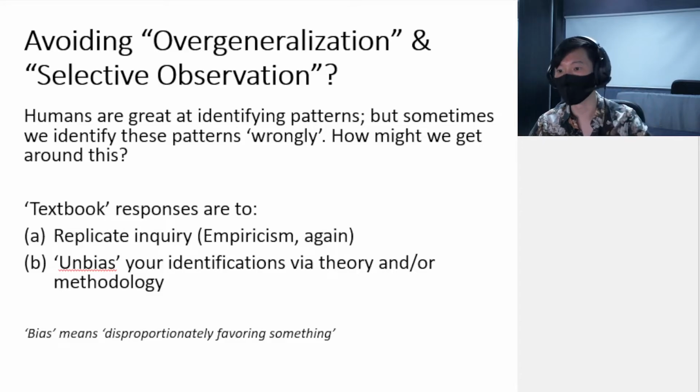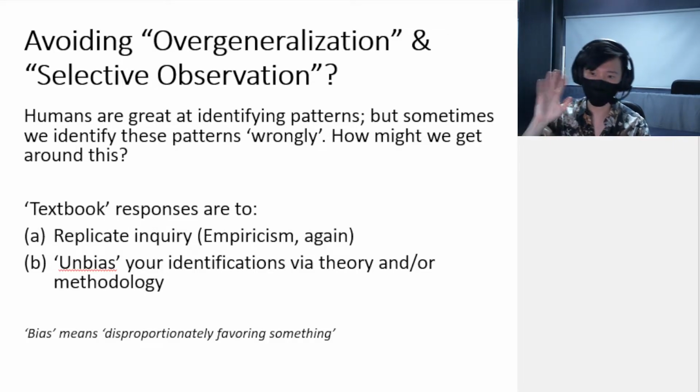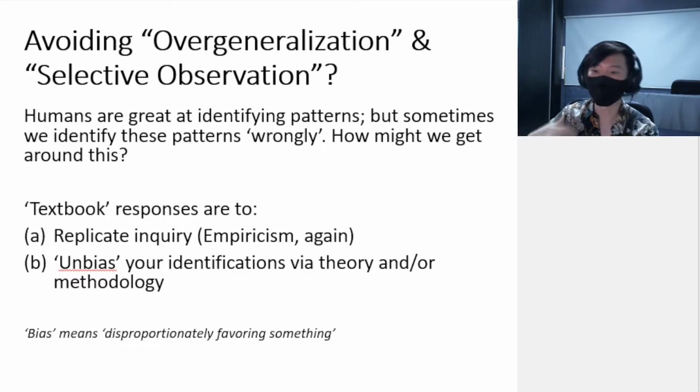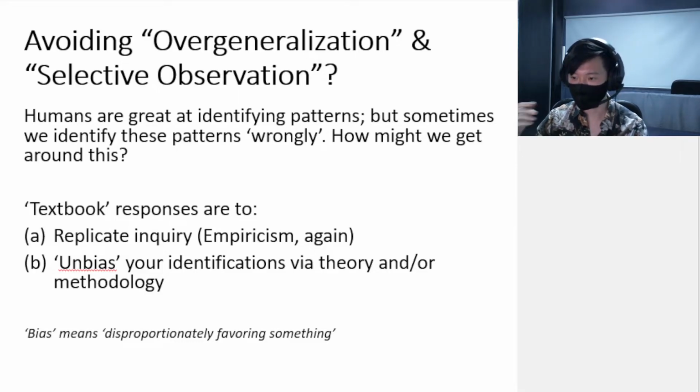If you want to understand, for instance, why the dress was the way it is, you need to do more than just have people say, yeah, I see it as white gold, same as you. So empiricism is not an end-all here. And the textbook also suggests that you can unbias your identifications by bringing in theory and/or methodological things. Basically making predictions based on background knowledge before you go into it.